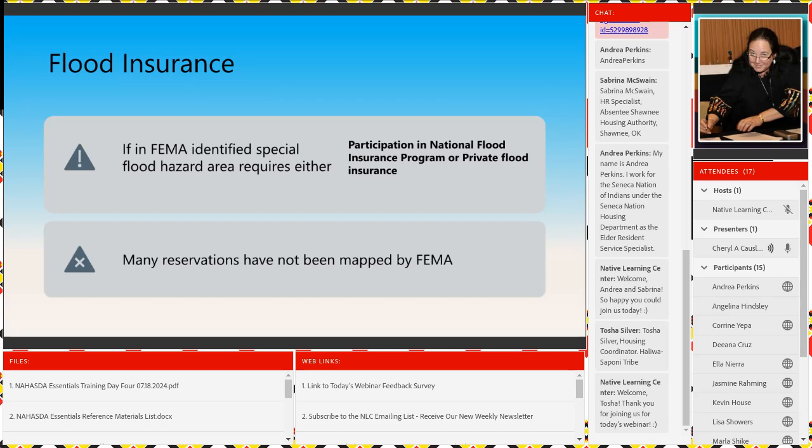Okay? You've got to make sure you know about flood insurance. This is one of the other things my tribe in Alaska was worried about last week. Flood insurance, because you should see where they're located. I'm like, is this getting ready to flood? And they're like, no, actually the water's low and it's almost road level, and it's like, wow. So if FEMA identifies a special flood hazard area, it requires you to either participate in the National Flood Insurance Program or get private flood insurance. Now this is the reality here, the bottom line: many reservations have not been mapped by FEMA, okay?